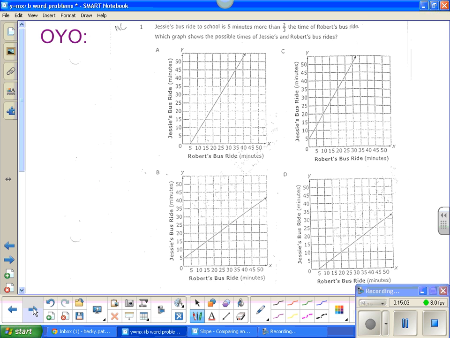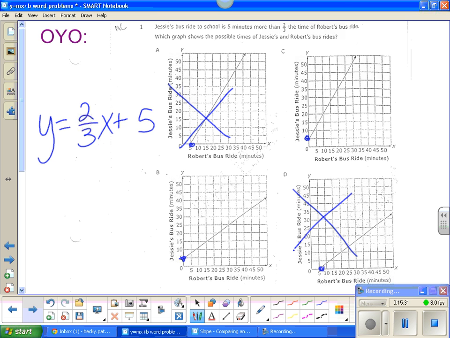Okay, last one. Jesse's bus ride to school is 5 minutes more than 2/3 the time of Robert's bus ride. Which graph shows the possible times? Instead of just going to a graph, write out your equation first. 5 minutes more than 2/3 Robert. So I need one that has a y-intercept of 5. That's not going to work. I like that. I like that. That's not going to work. So I'm down to B and C.